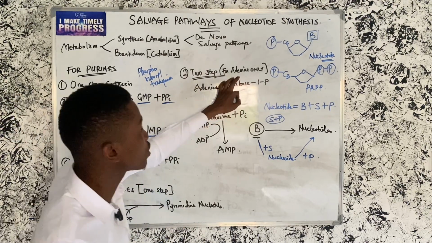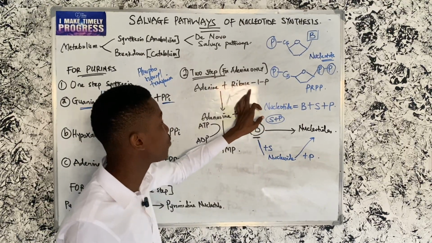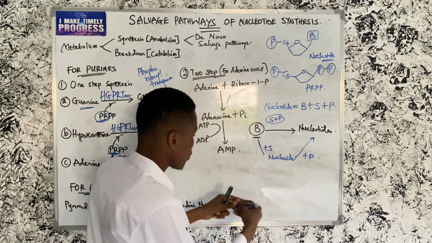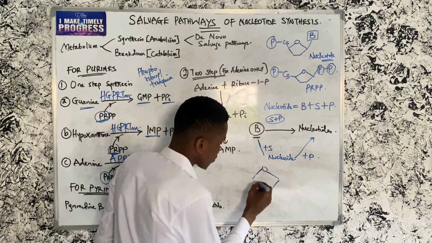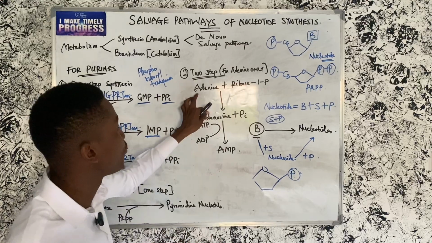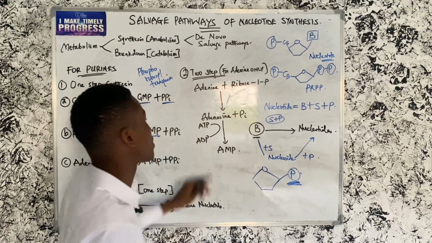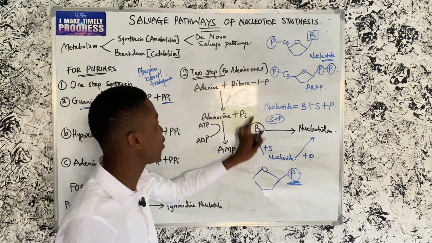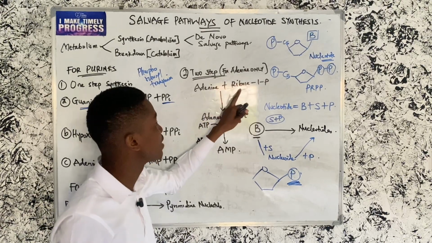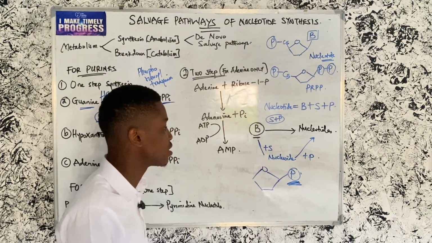For the two-step process, which can only be done by who? Adenine. First, adenine will react with ribose 1-phosphate. In this case, we are looking at a ribose that has phosphate on number 1. So when adenine reacts with this ribose 1-phosphate, the phosphate will be replaced with the adenine, so that the phosphate will come out as inorganic phosphate. But together, adenine, which is a base, and ribose, which is a sugar, will form what? Adenosine, as expected, which is a nucleoside.